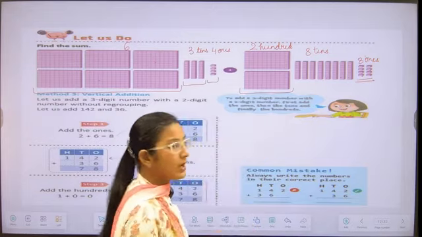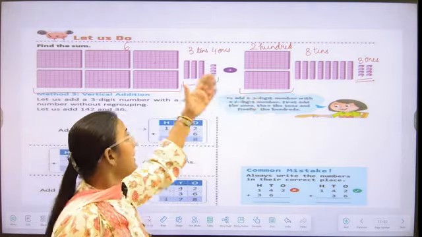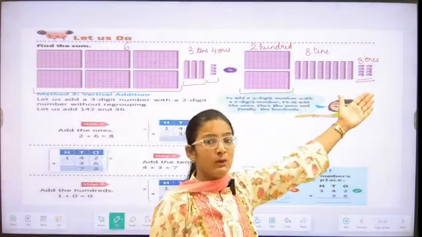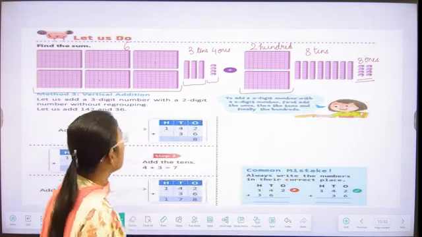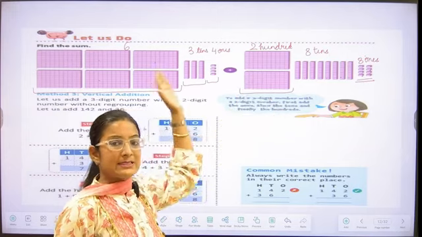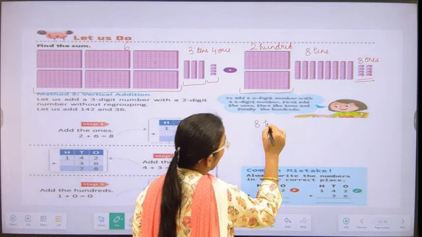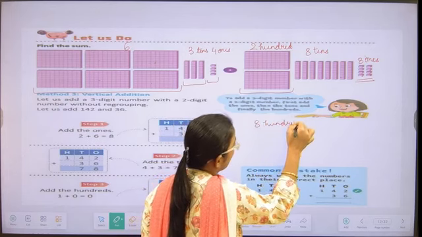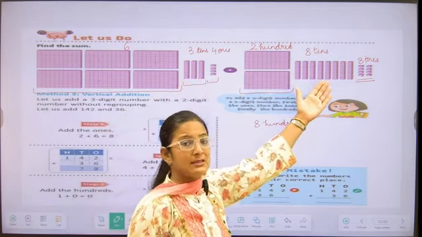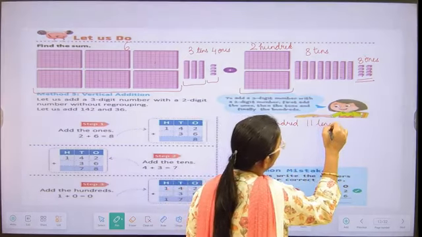So students, what are we going to do? We are adding the hundred blocks with the hundred blocks, tens blocks with the tens blocks, and ones with the ones blocks. So let's do it with me. First, we are having 600 blocks and 200 blocks. 6 and 2 will make 800. So I'm writing over here, we are having 800 blocks. Next, moving to tens blocks, we are having 3 tens and 8 tens. It makes 11 tens, students.